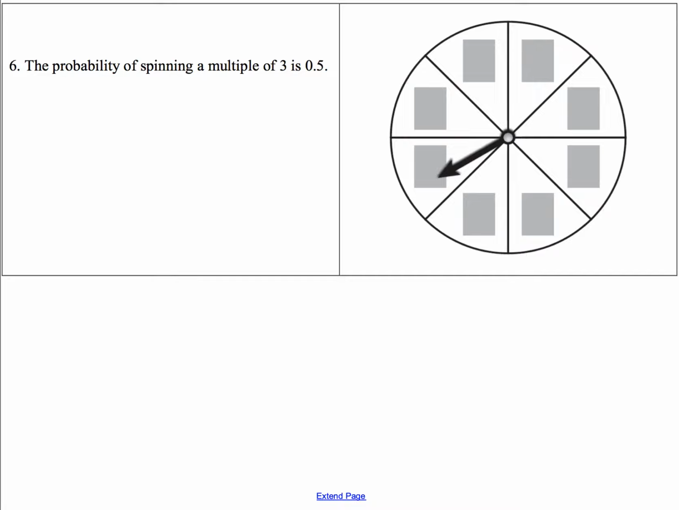Okay, number 6. The probability of spinning a multiple of 3 is 0.5. Now let's assess this, 0.5. That's the same as the fraction 1/2. So that means half of these sections need to be multiples of 3. And the other half would have to not be multiples of 3. Because if we had more multiples of 3, it wouldn't be a probability of 1/2.